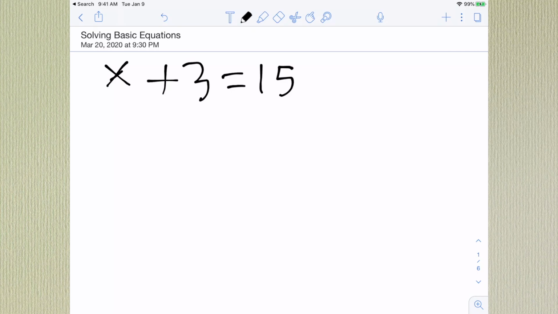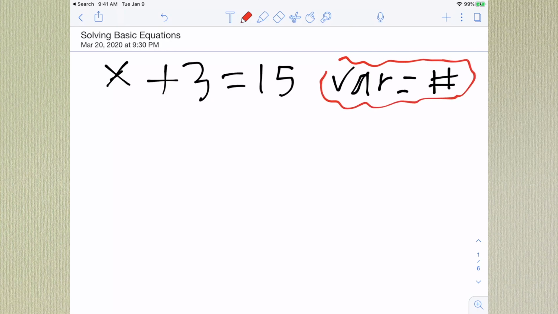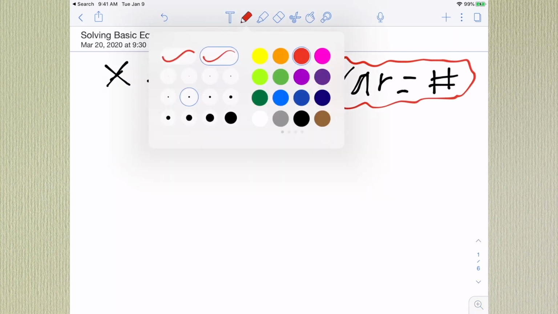Essentially, if you want to solve this equation, you're trying to find the value of x. So what we have to do is have x equal another number, or have a variable, which I'm going to call var, equal a number. I'm going to box that in red, just so that it is very clear that this is the founding basis for what we're doing today.